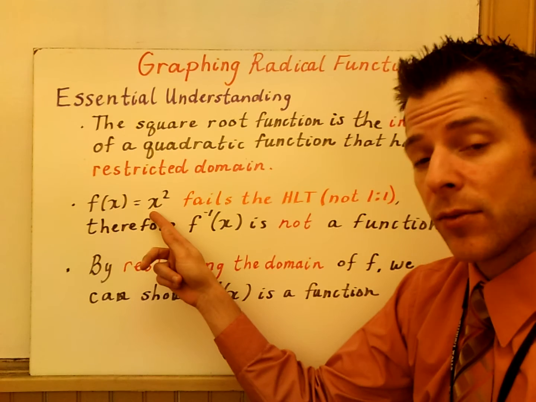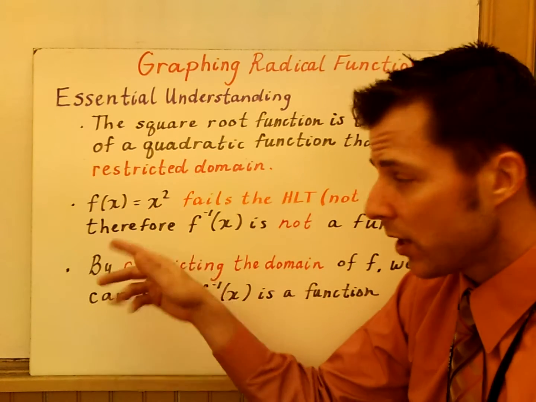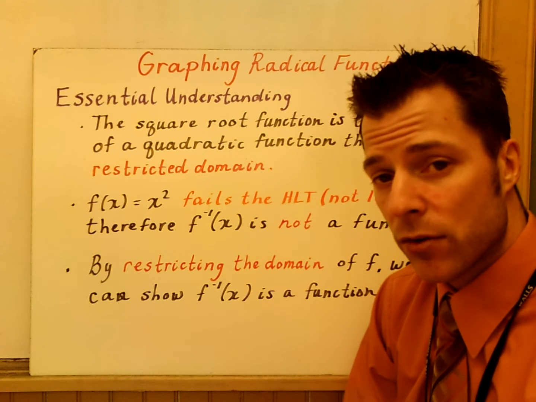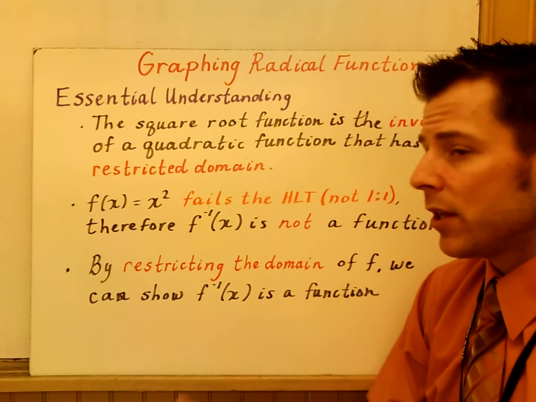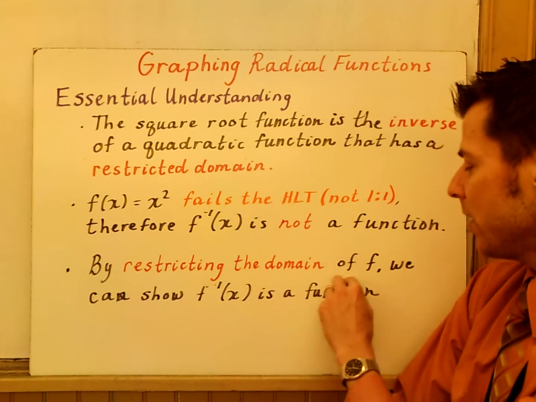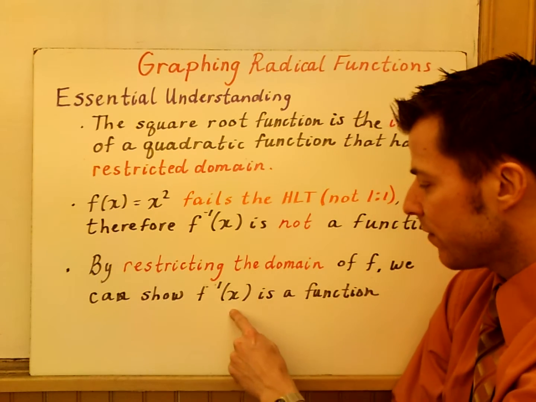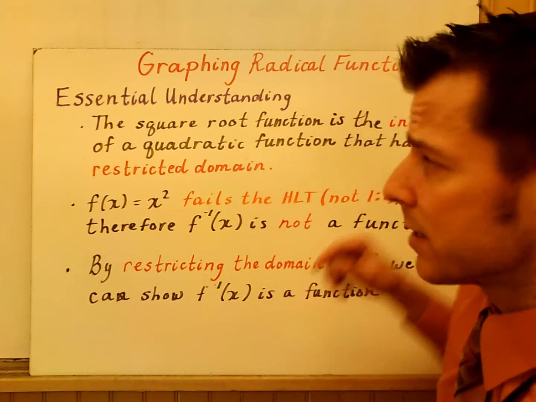Although f of x equals x squared is a function because it passes the vertical line test, this same function fails the horizontal line test. And when you fail the horizontal line test, your inverse is not a function. So by restricting the domain of the quadratic, we can show that the inverse is a function. I'll show you what that looks like in the second slide here.